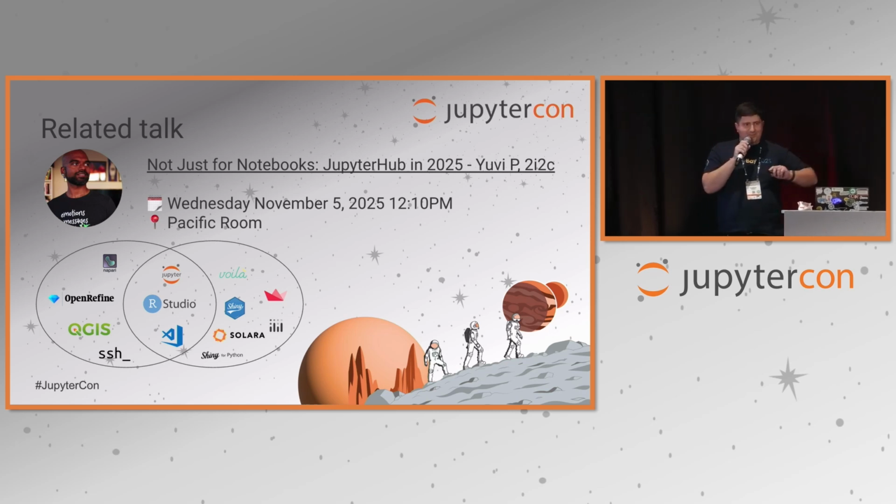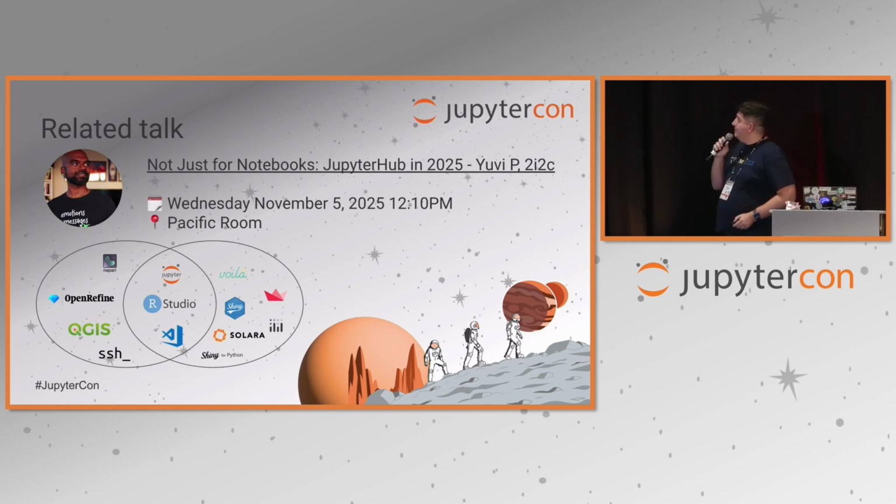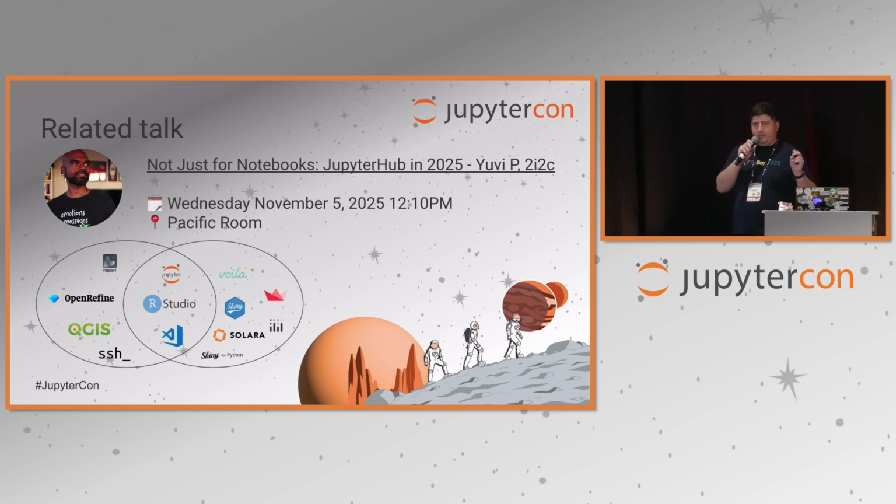Initially, this talk was supposed to be a discussion panel. Therefore, it has a little bit of intersections. Later it got converted to a talk. So I invite everyone to go see Yuvi's talk tomorrow in this room at 12:10 p.m. We both talk about running cool applications in JupyterHub. There's a little bit of intersection, but today I'm going to focus more on IDEs and dashboards.